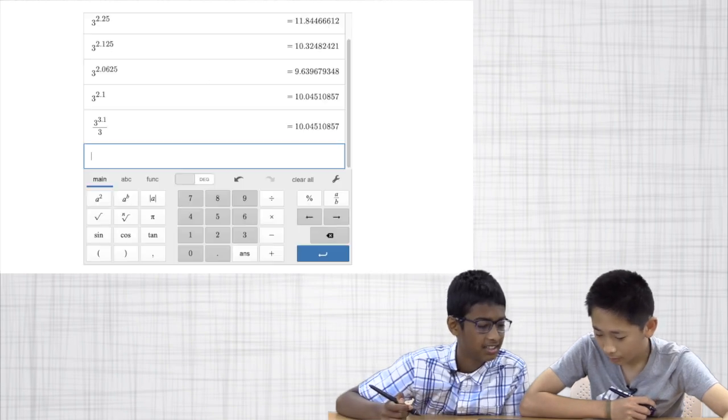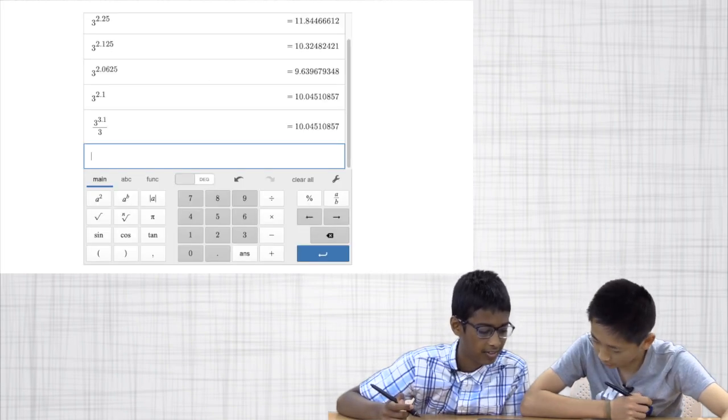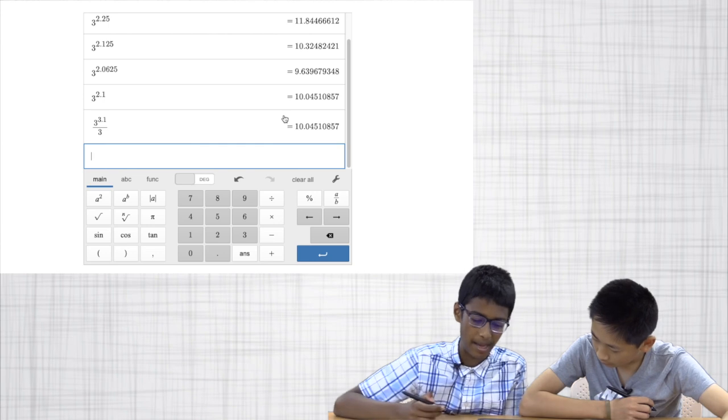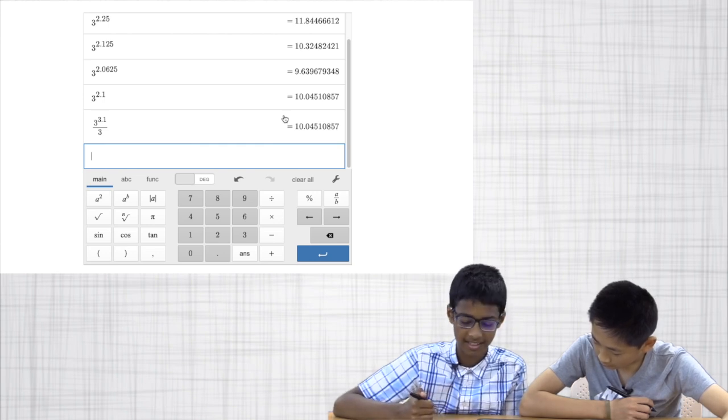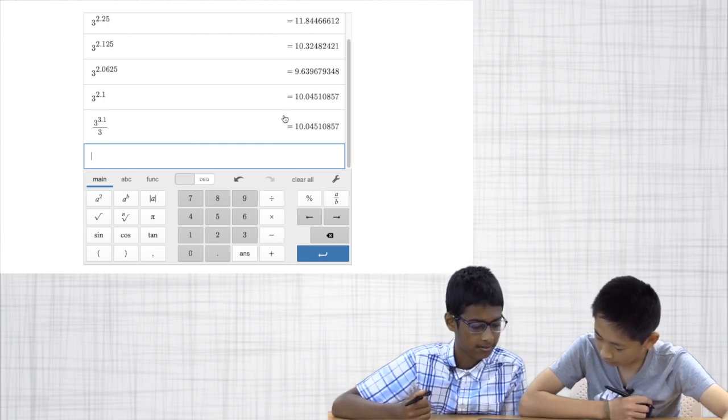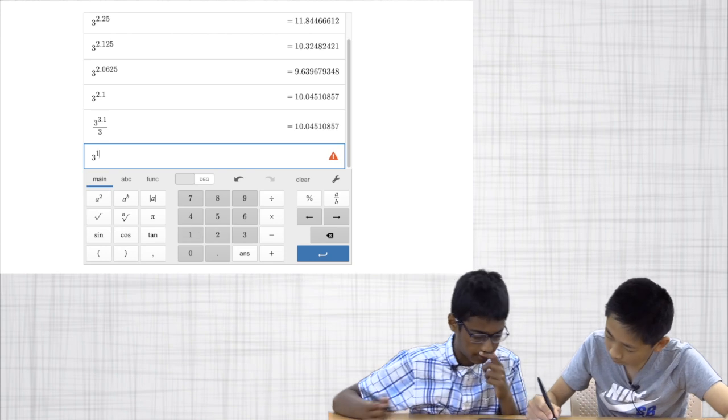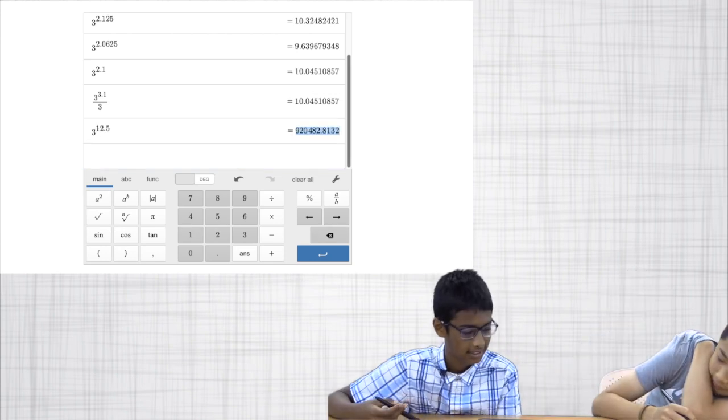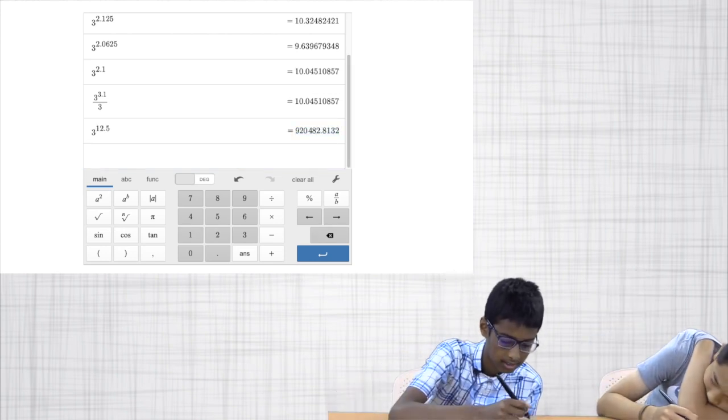Could we check on the calculator somehow? Yeah, how would we check on the calculator? 3 to the million, but I don't think this has enough power. 3 to the million? I mean, no, 3 to the 12.57. Can you put it in? There you go. Can you plug in 3 to the 12.57? See if you get closer.